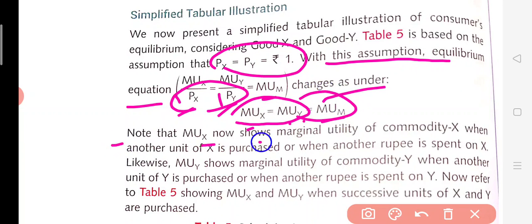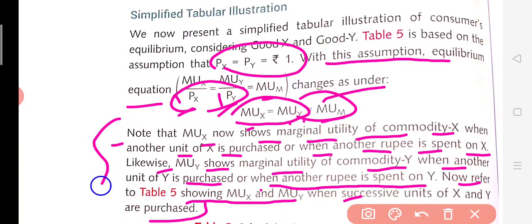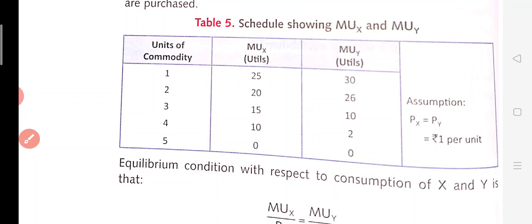Now note that MUX shows the marginal utility of X when another unit of X is purchased or when another rupee is spent on X. Likewise, MUY shows the marginal utility of commodity Y when another unit of Y is purchased or when another rupee is spent on Y. Now refer to the table showing MUX and MUY when successive units of X and Y are purchased. Now this is very complex. You will not be able to understand it easily because what they are explaining here is very complicated. See here, the consumer is spending on the two goods. So let us understand this with the help of a table. Here we are going to understand how a consumer is going to spend his money on two goods.